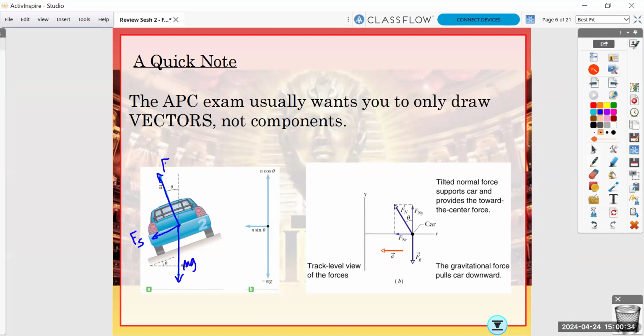Now, obviously, it might be helpful to you to break it into components, in which case you should break it into components off to the side, like sketch yourself a little one on the side so you can figure out all the sines and cosines. Don't put that on the main diagram. They will say vectors, not components, in the prompt for the question, which means if you draw components, they will be mad at you because they told you not to do that.